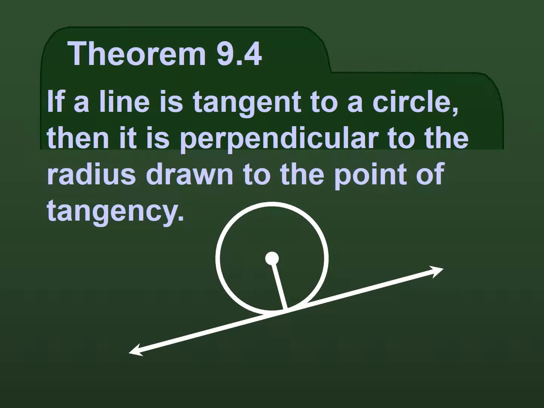If a line is tangent to a circle, then it's going to be perpendicular to the radius that is drawn from the center to that point of tangency. So if you draw a radius to that point of tangency, it's going to be perpendicular, okay, which means that these are 90-degree angles here.